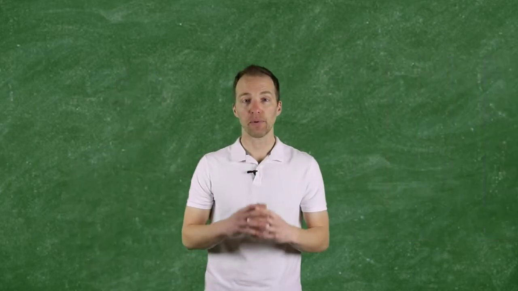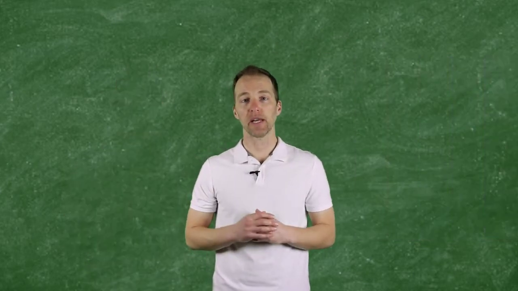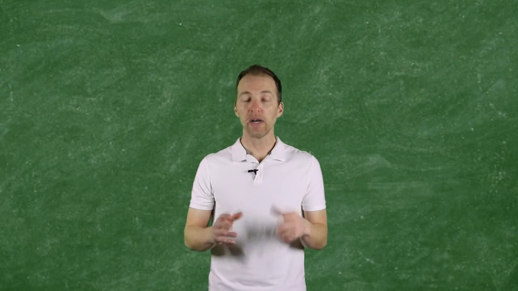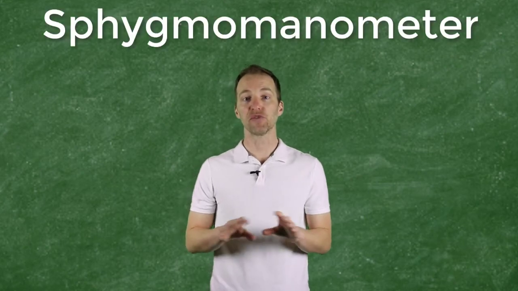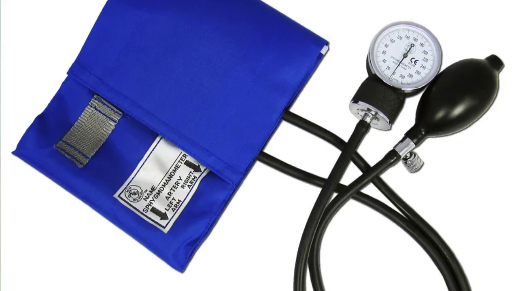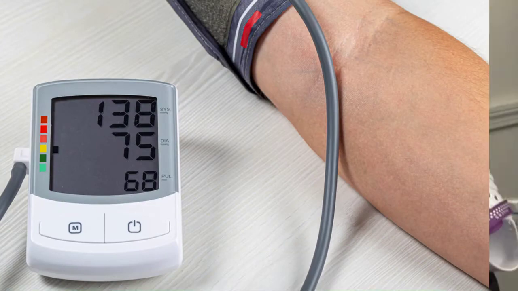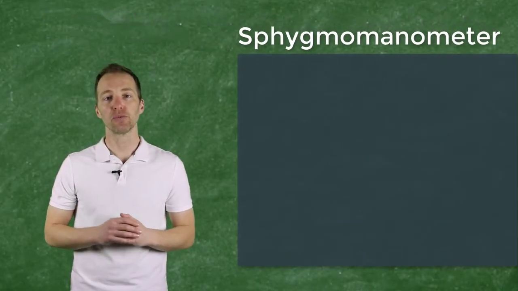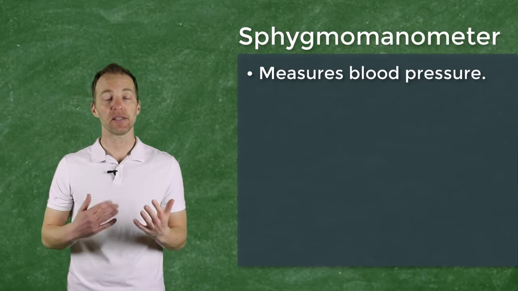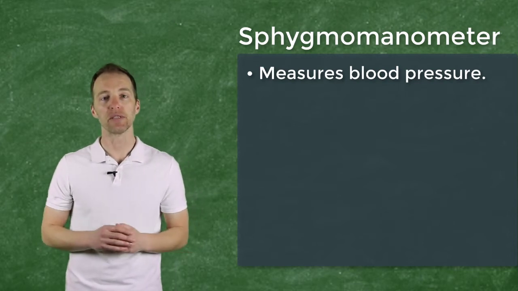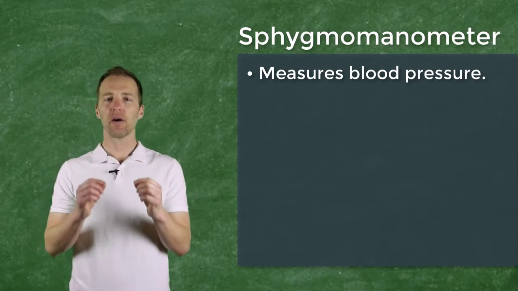Now, if you've ever had your blood pressure taken, you will have had it taken by a blood pressure monitor, or scientifically what we refer to as a sphygmomanometer, and it could look like this, or it could look like this, or I guess it could look like this. But either way, what it's going to give you is a reading of when the blood pressure is at its highest and when the blood pressure is at its lowest. And this corresponds to the heartbeat as well.